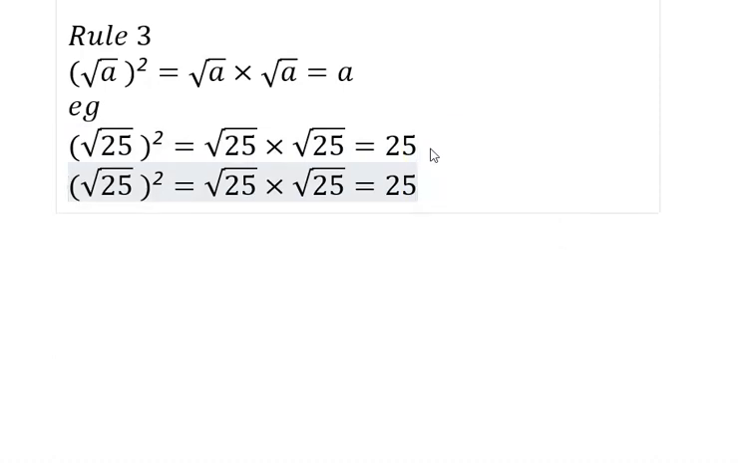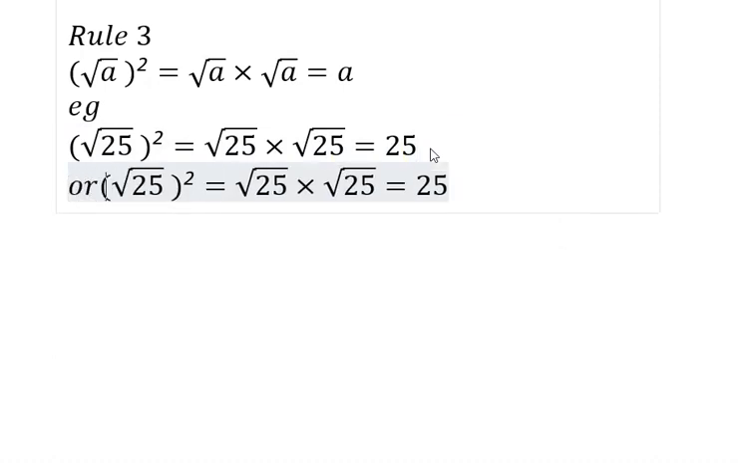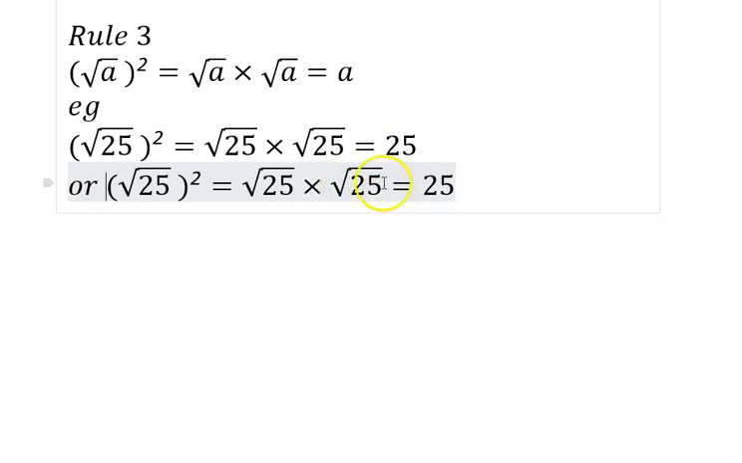If you have something like root 25 times root 25, root 25 is a perfect square, so you can say root 25 is 5, then times another root 25 that you have there, which is 5. And if you say 5 times 5, it will give you what? 25. You are still very correct.